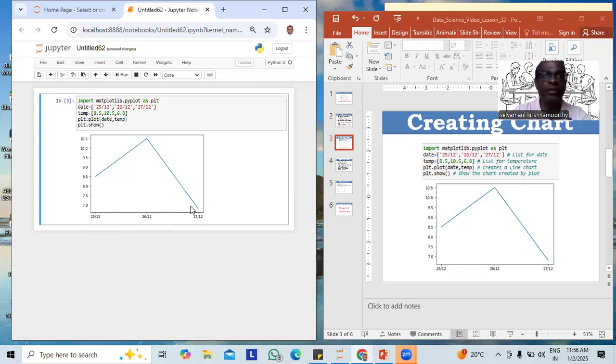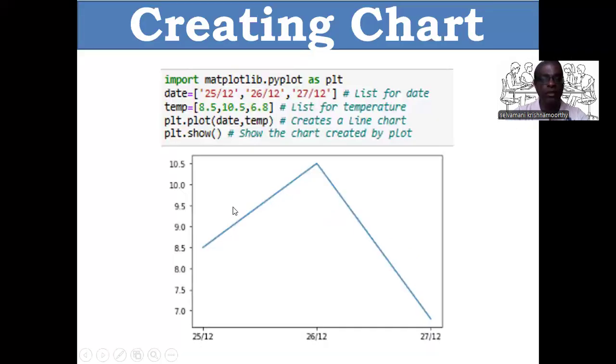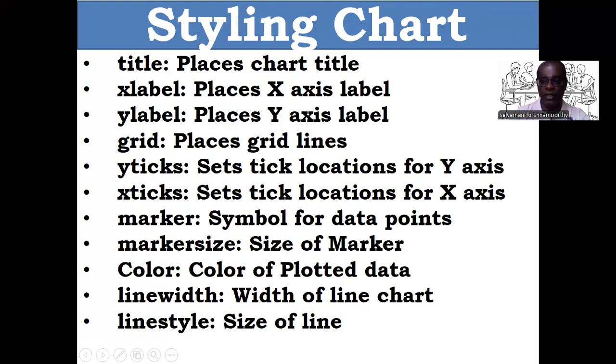But the problem is this line chart is not that attractive. What is missing? There is no chart title. There is no X label. There is no Y label like this. Okay, what can I do? See, this is the line chart we got, but this line chart is not that good. We will see another line chart.